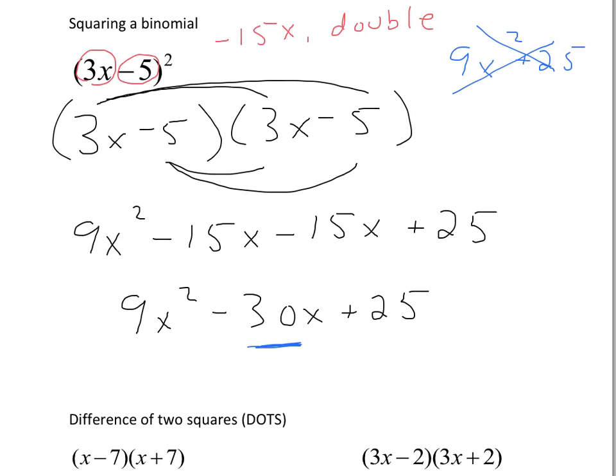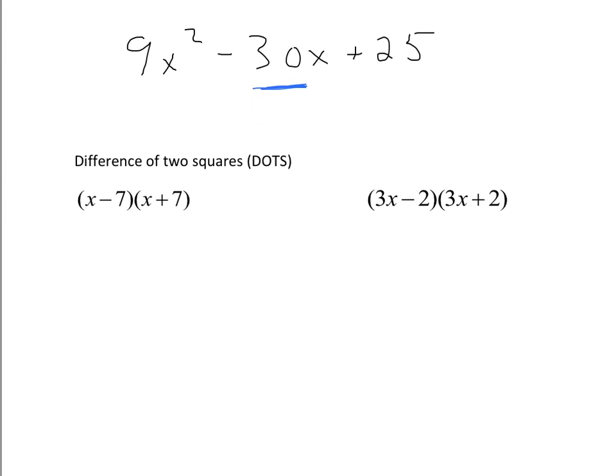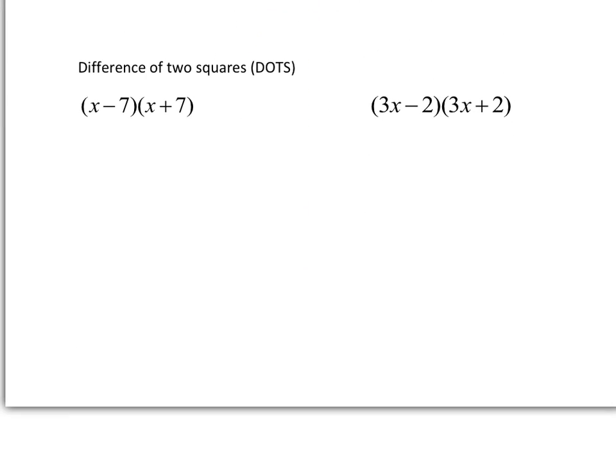Another very common special situation is something called the difference of two squares. So you have two binomials here that are exactly the same as each other, except one has a minus in the middle and one has a plus in the middle. So let's multiply those out and see what happens. So FOIL, x times x is x squared. Outside, x times 7 is positive 7x. Inside, negative 7 times x, that's minus 7x. And then last, minus 7 times 7 is minus 49.